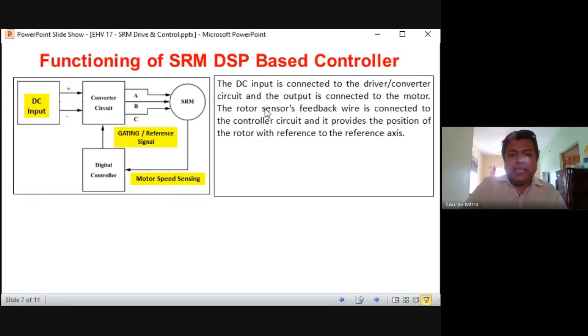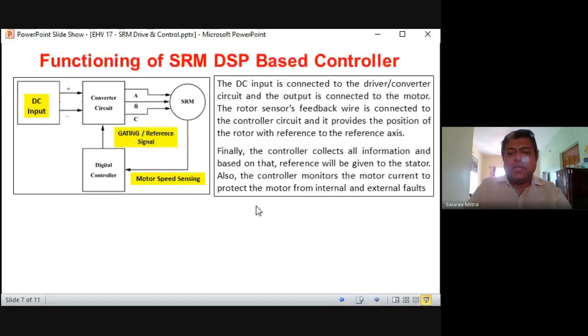So the DC input is coming from the battery of the car. Okay, so charging of the battery of the car is very important. The DC input is connected to the driver or converter circuit. Actually, it's an inverter, and the output of the inverter is connected to the motor. The rotor sensor's feedback wire is connected to the controller circuit. It provides the position of the rotor with reference to the reference axis. Then accordingly, the digital controller decides which phase has to be given which supply, so that we create north pole and south pole, and the converter topology does that.